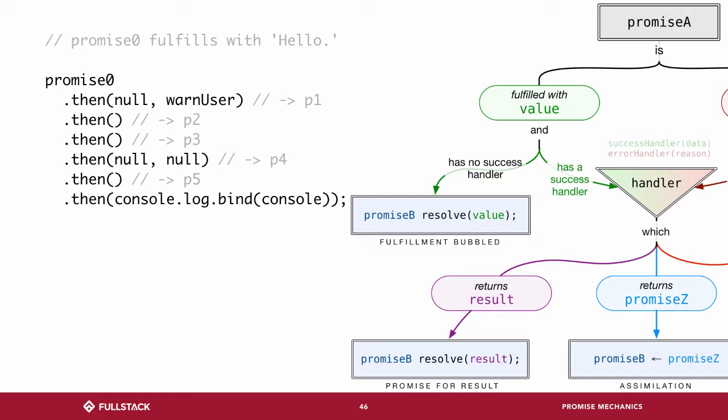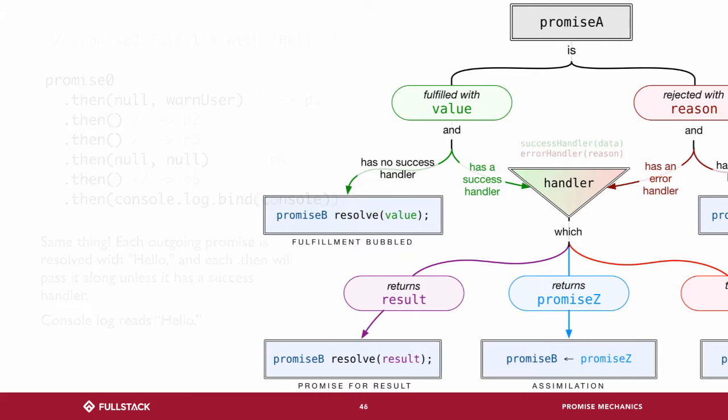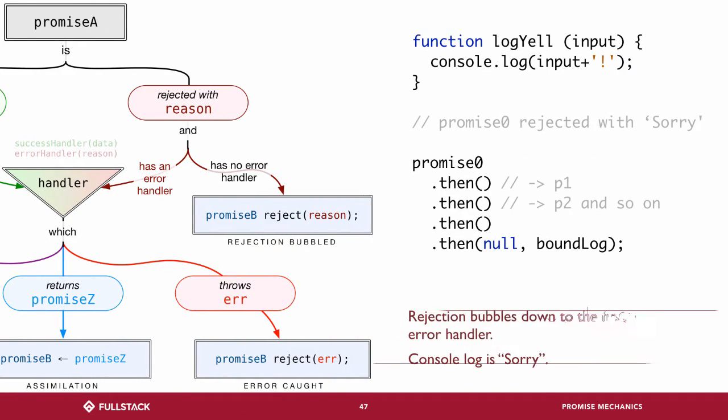So if we look at this other example, it says the promise ends up fulfilling with hello. Again, we've got a scenario where the exact same thing is going to happen. It's going to look for a successful spot to land. It's not going to find it at P1, P2, P3, P4, P5. It's going to find it all the way at the bottom, and this is what it's going to end up logging.